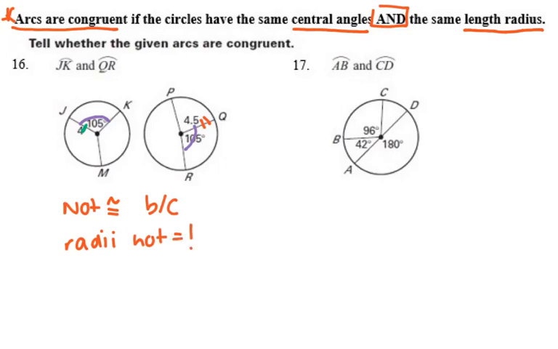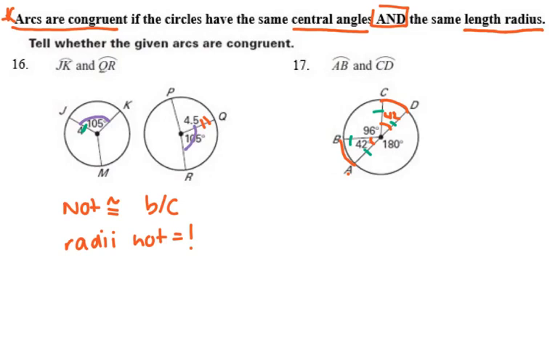And the last one here in our set of problems is going to be number 17. So if we look here, we're going to be comparing arcs AB and arc CD. Here, we have an angle that's going from a diameter. So we have 42 degrees and 96 degrees, which makes this last angle 42 degrees, so we add up to 180. So they are both equal to 42 degrees. And since they are part of the same circle, we know that all radii of a circle are congruent to each other, or all equal to each other.